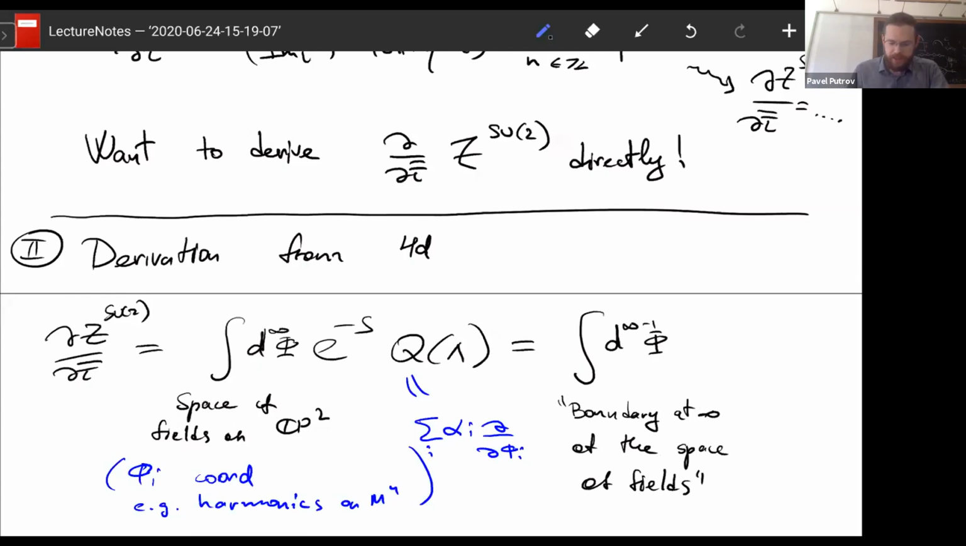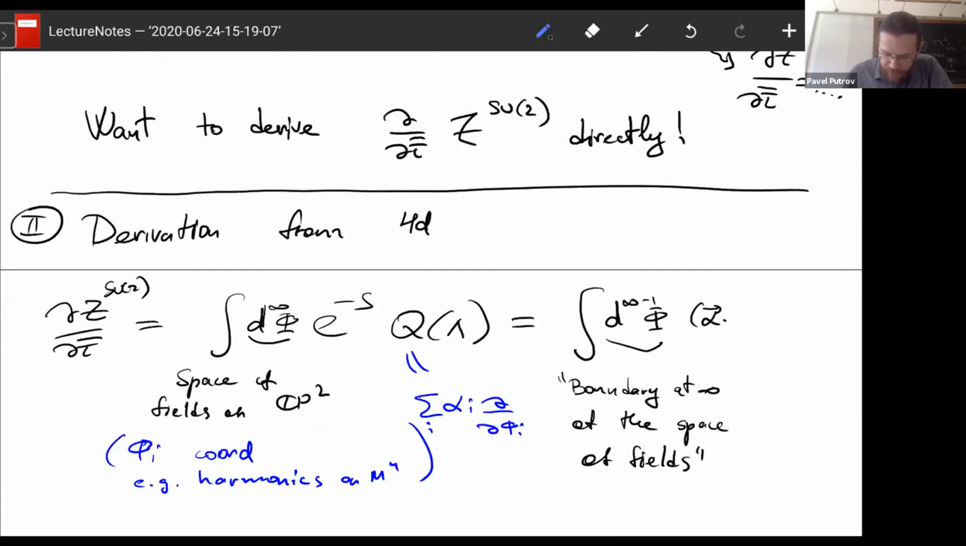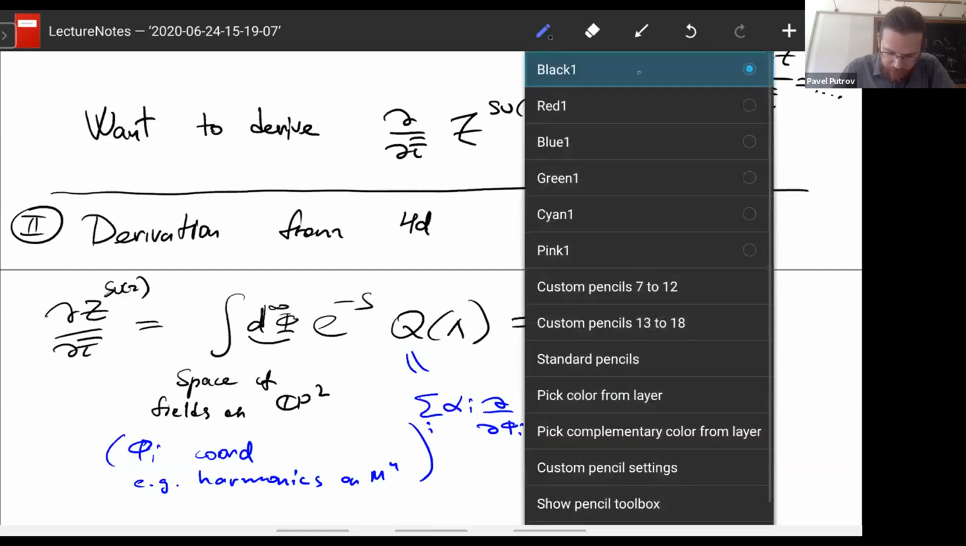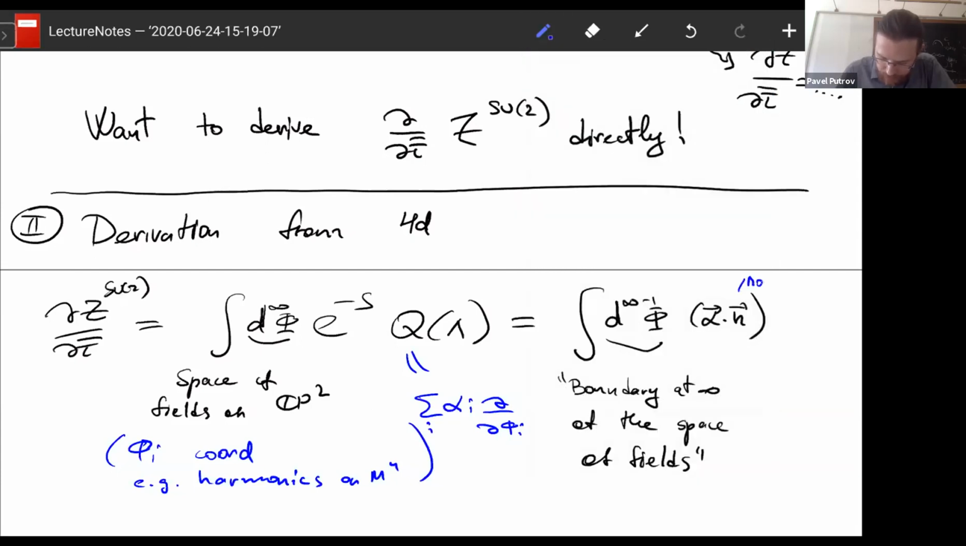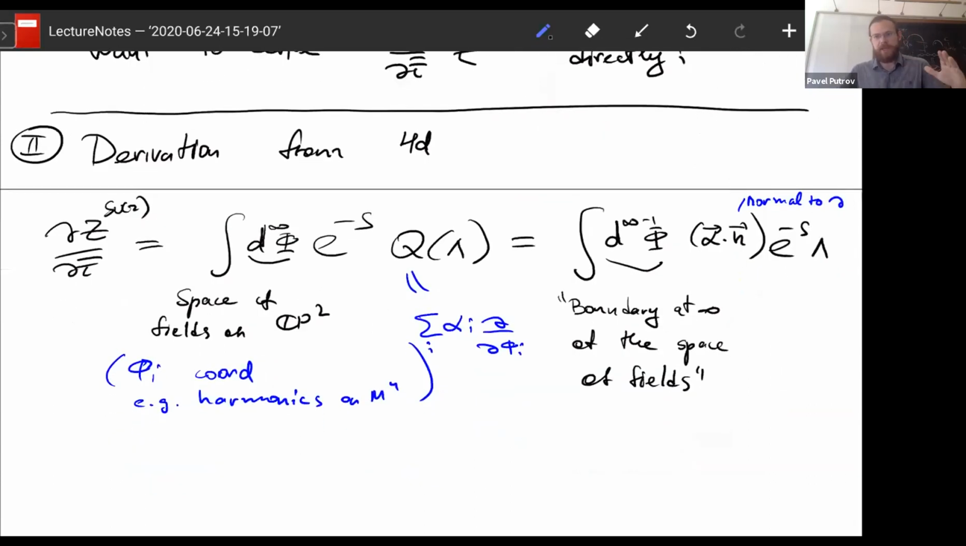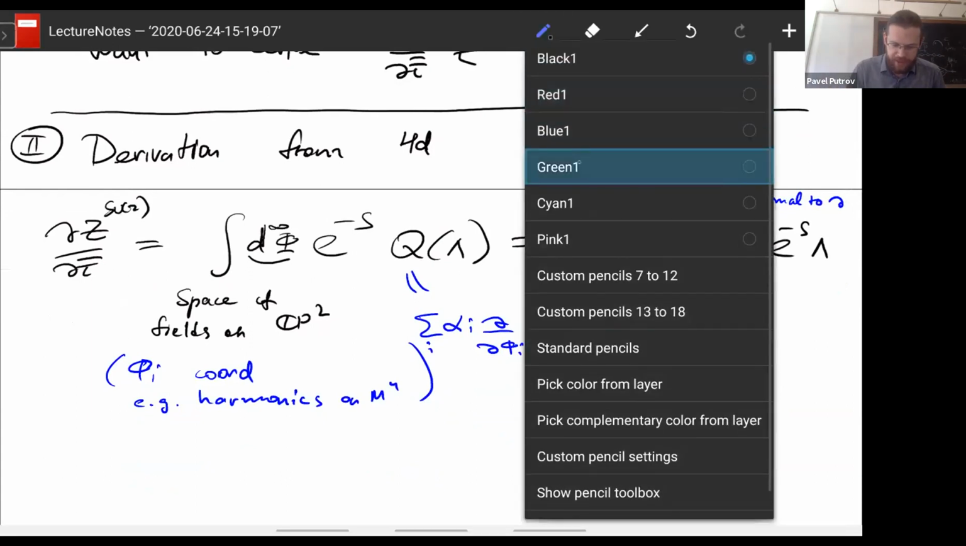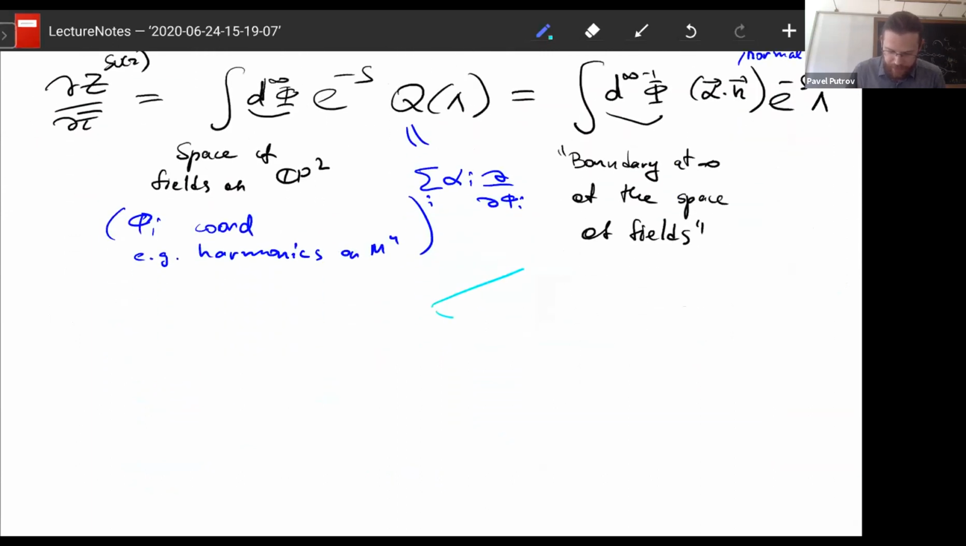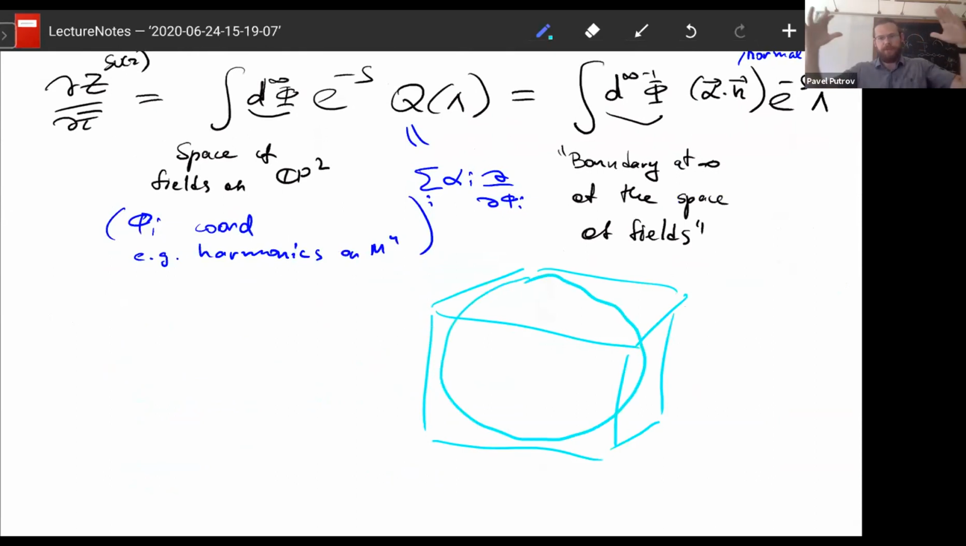So this is a measure on the boundary. This was a measure in the original space of fields, and it will be weighted by the product of alpha with n, the normal to the boundary. And you would get E minus S times lambda. By boundary at infinity, I mean, there's some sort of infinite dimensional space where your fields live. You can consider a certain truncation, for example, a sphere of fixed radius in this infinite dimensional space of fields, and later you want to take the radius of the sphere to infinity.